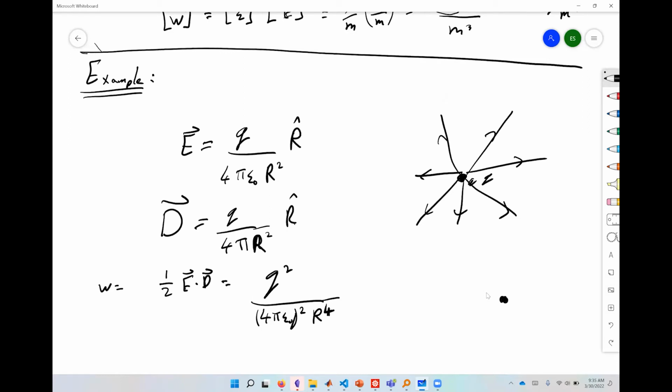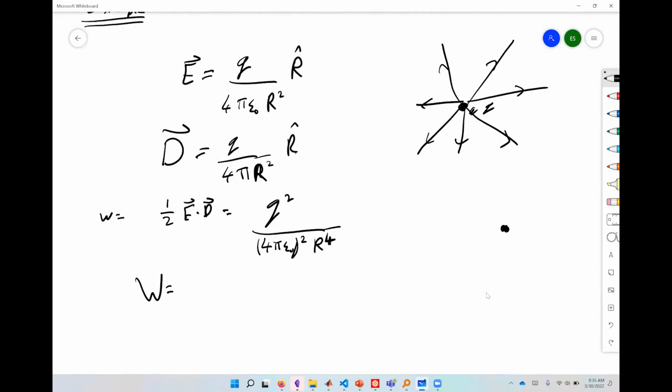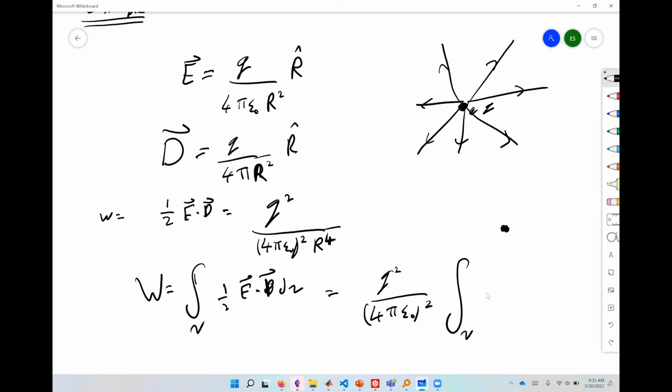So this is the energy density at every point of space, and you might say that's fine. What about the total energy? Total energy is the integration over all of space, including to infinity, of half E dot D, dV. So let's take the constants out. This is going to be Q squared over 4 pi epsilon naught squared, integration over all of space of dV over r to the power 4.